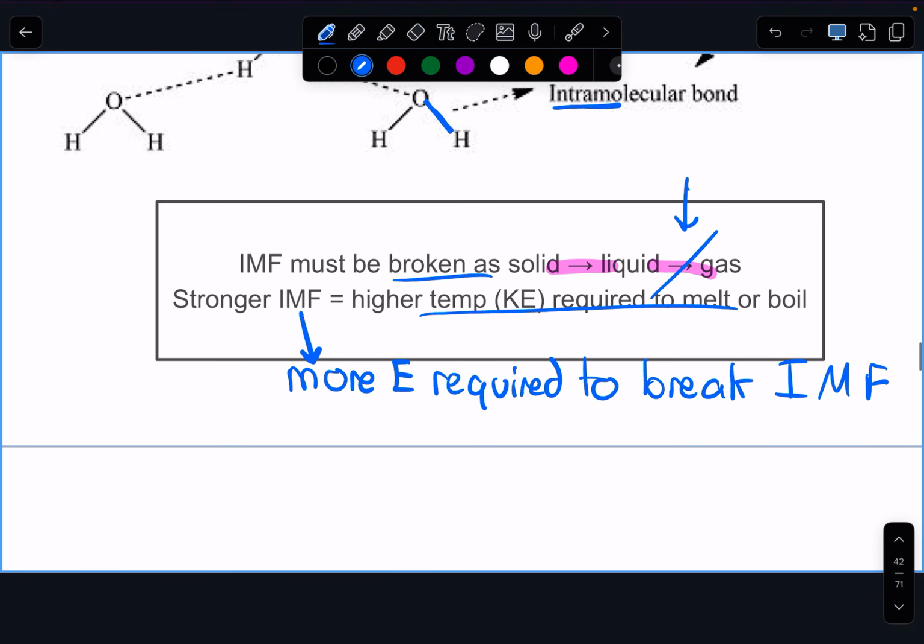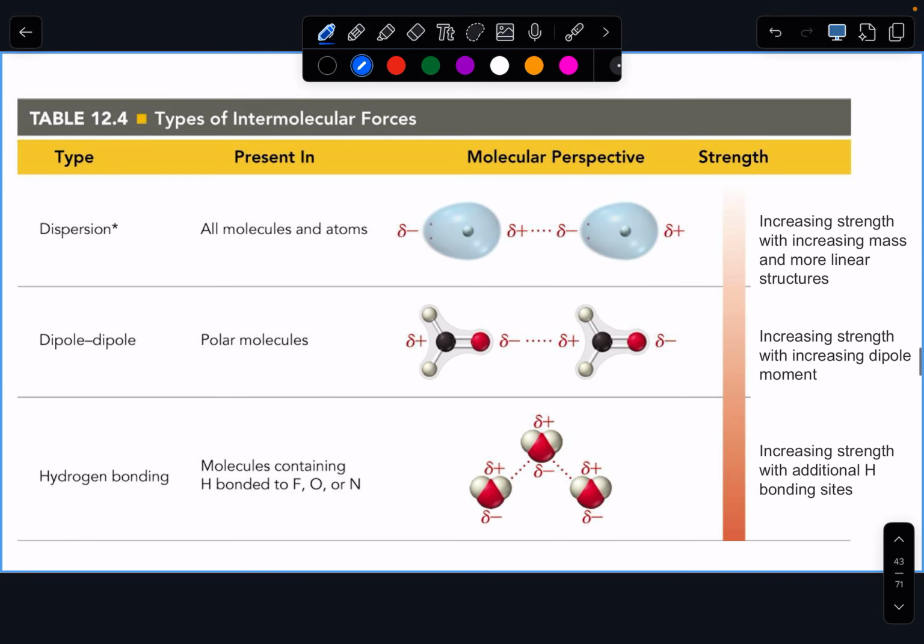Just keep in mind that the stronger the intermolecular force, the more energy is going to be required to break those forces apart. What we mean by that is a phase change occurring, and the way we see that is by looking at melting and boiling points. Because if it takes more energy, it's going to have to be at a higher temperature before it melts or boils. Okay, we're going to come back to that soon.